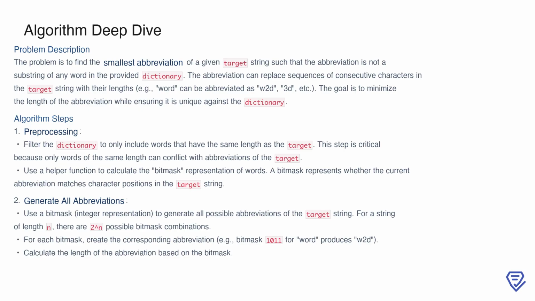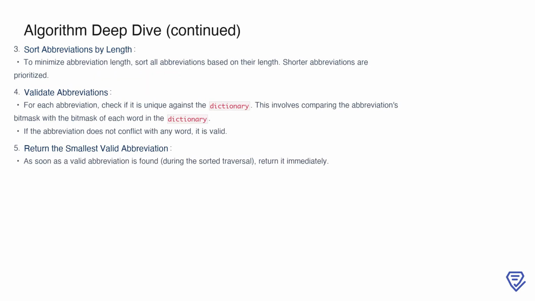Next, we generate all possible abbreviations for the target string using bitmasks. For a target of length n, there are 2 to the power of n possible bitmask combinations. Each bitmask directly translates into an abbreviation. For instance, the bitmask 1011 for the word results in W2D. The length of each abbreviation is then calculated based on the bitmask, setting the stage for selecting the shortest valid one. To ensure efficiency, all generated abbreviations are sorted by their length, with shorter abbreviations prioritized. This allows us to focus on minimizing the length of the abbreviation.